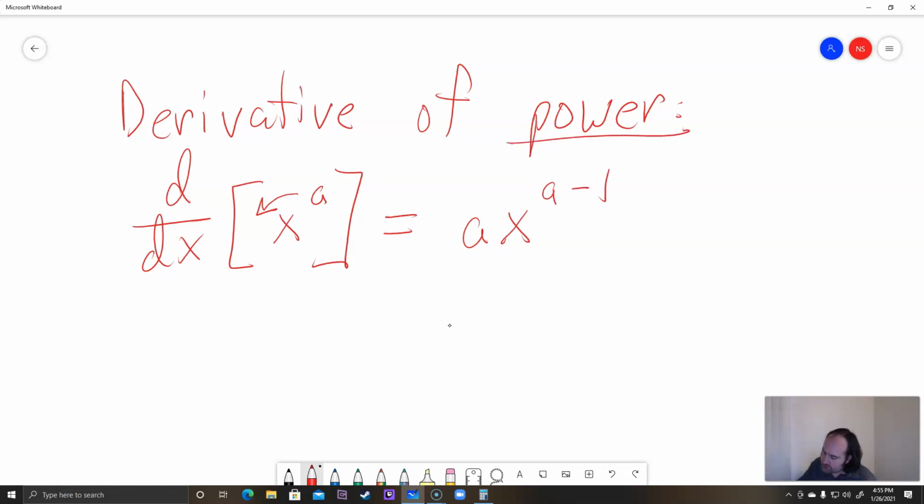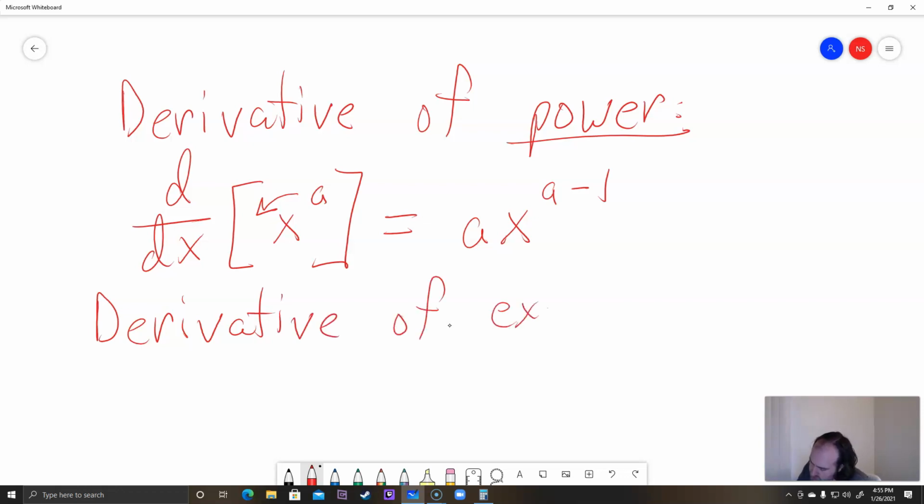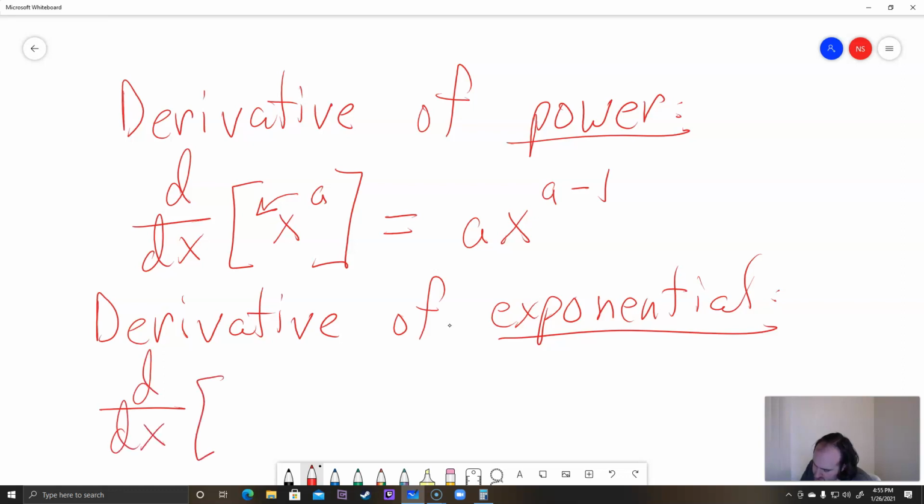Okay, so that's the derivative of a power, whereas the derivative of an exponential function is the one that we just learned. So d dx of a to the x, where the base is actually a constant rather than the exponent being a constant. So the derivative of an exponential is going to be ln of a times a to the x.